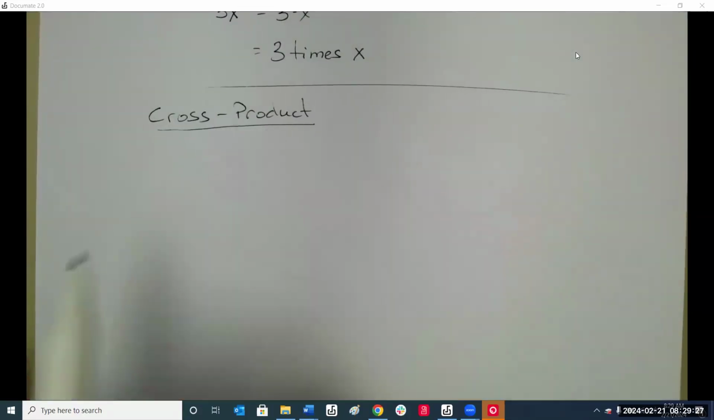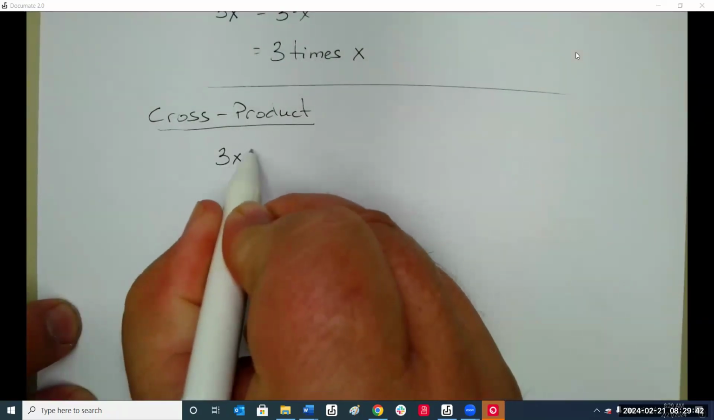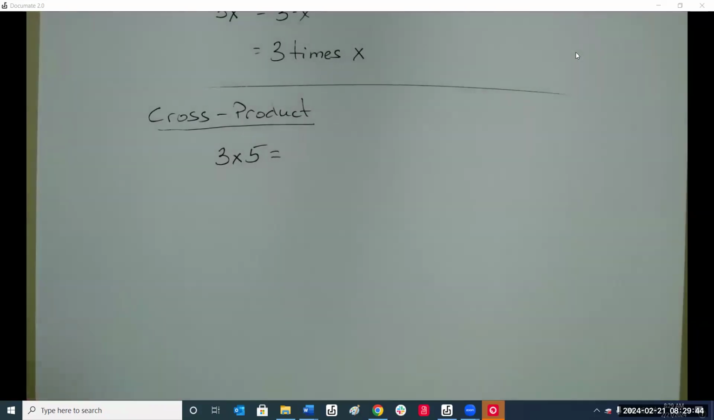What does the word product mean? Well, product means multiplication. Yeah. So that's what I'm saying, now we're using a cross product, something like 3 cross 5. They used to read that as 3 cross 5, but we would call it just 3 times 5.